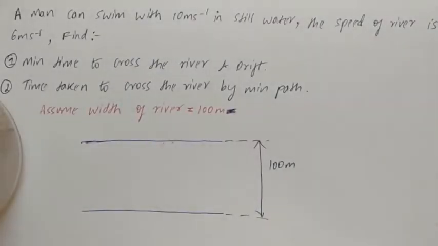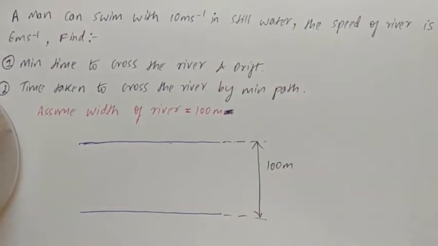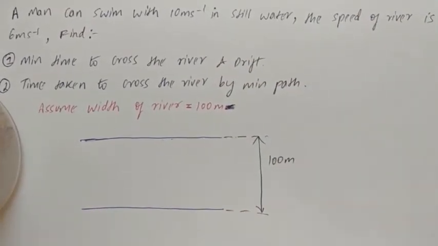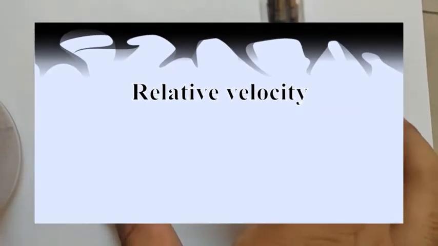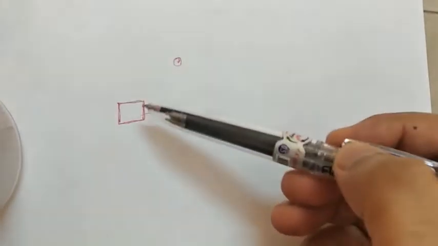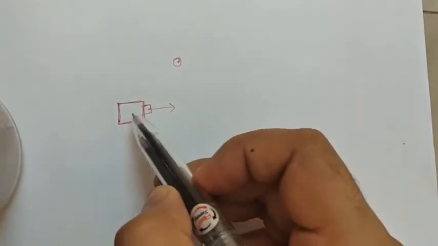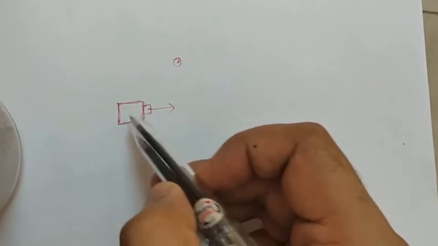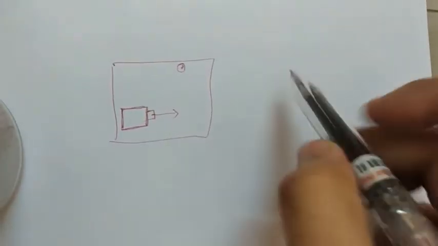Hello everyone, today I'm going to discuss a problem in physics based on relative motion, which is commonly known as the river-man problem. First of all, I'm going to discuss what relative motion is. Say, for example, you're inside a car and you observe a tree on the road which is standing still. To you, you'll feel that you're standing still inside the car and the tree is moving backward. How can we explain this using physics?